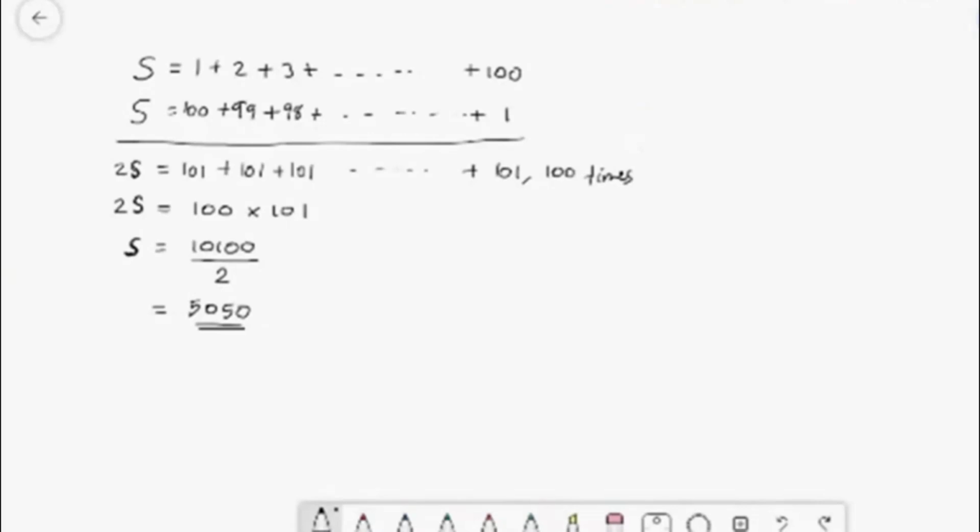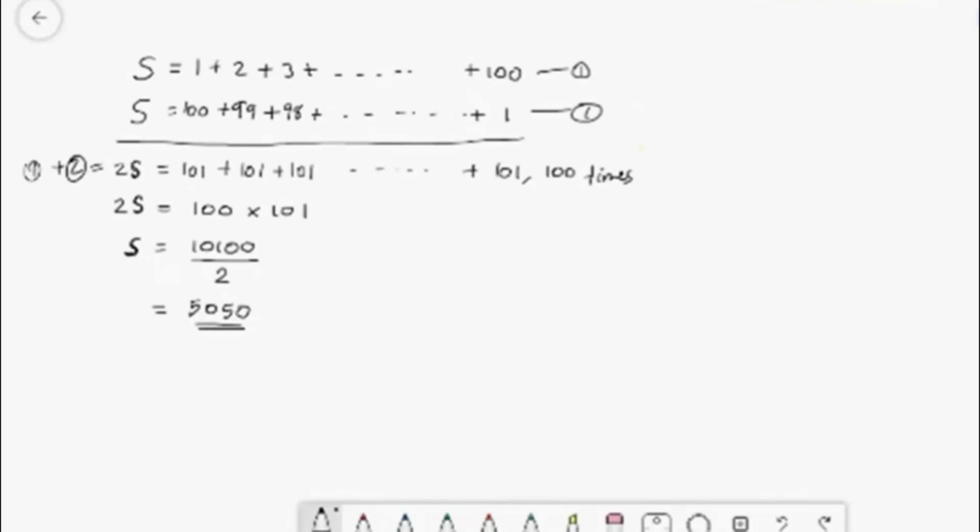Okay, so the same sum 1 plus 2 plus 3 and so on up to 100, in the same way you can say 100 plus 99 plus 98 and so on down to 1. Both sums are equal, so you can use the same symbol, S, for the reverse sum. Now we have two equations, equation number 1 and 2. Just add equation 1 plus equation 2.